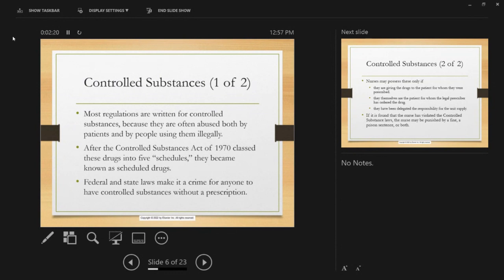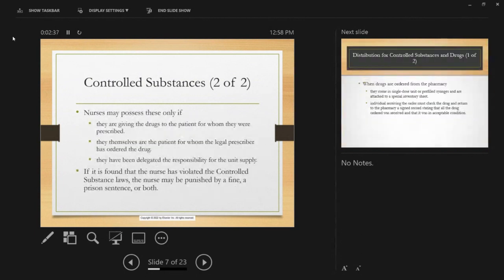Federal laws define 3 drug categories in the United States: controlled substances, which include opioids and some sedatives or tranquilizers; prescription drugs like antibiotics and oral contraceptives; and over-the-counter drugs that are available without a prescription. Most regulations are written for controlled substances because they are often most abused by patients and the general public.